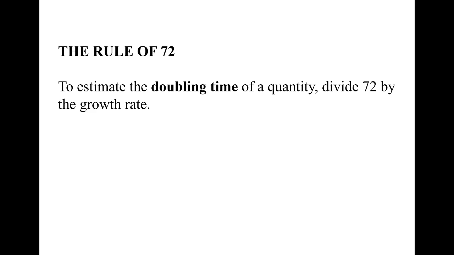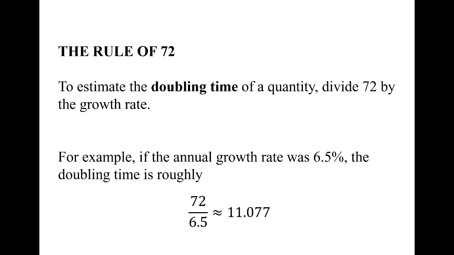There's a nice rule that we can use to estimate the doubling time of a quantity. All we have to do is divide 72 by the growth rate. So in the previous example, we saw that the annual growth rate was 6.5%. So the doubling time is roughly 72 divided by 6.5, which is a little more than 11. And when we computed the doubling time exactly in the previous example, we saw that it was 11. So this is a pretty good estimate. If you need to compute a doubling time and a rough estimate is okay, this is a great way to do it. Just take 72 and divide by your interest rate.